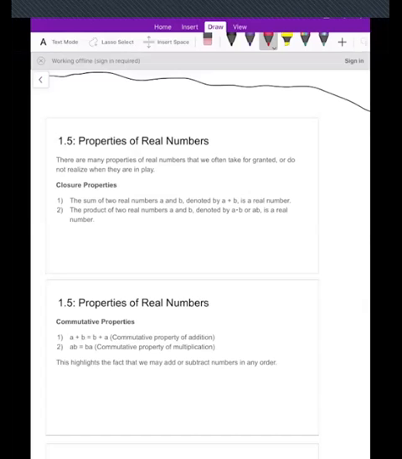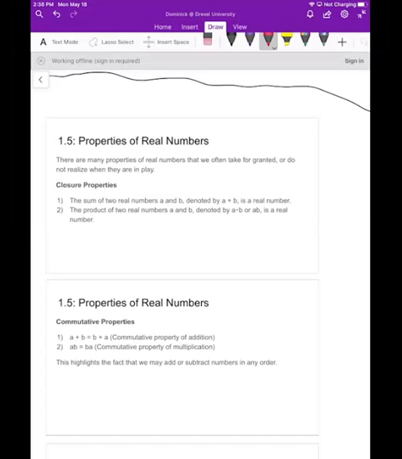Okay, guys, welcome. Today we're going to talk about some basic properties of real numbers. So we're going to talk about certain closure, commutative, associative, and distributive properties, right? A lot of these are going to allow us to make some classifications and define some important concepts that we're going to need moving forward. So let's go ahead and get started.